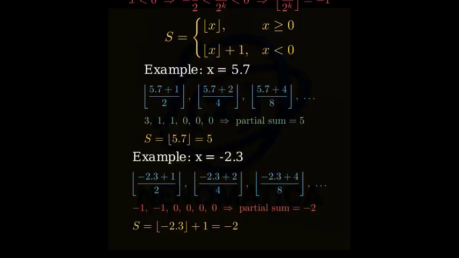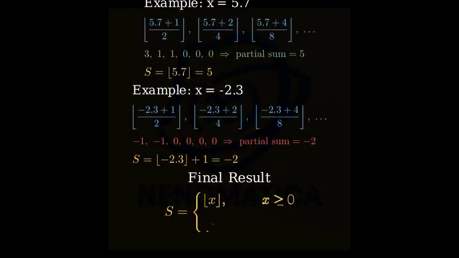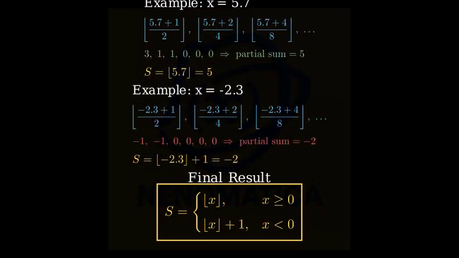Summary. We recognized that each term is floor of t plus 1/2. We used the identity floor of t plus 1/2 equals floor of 2t minus floor of t to create a telescoping series. The sum collapses to floor of x minus floor of x over 2 to the n, which approaches either floor of x or floor of x plus 1, depending on the sign of x. That's the final, compact result.